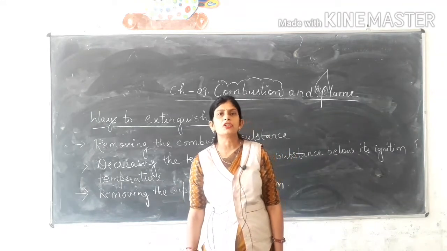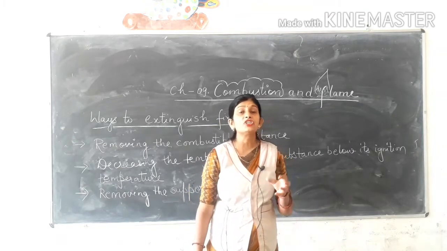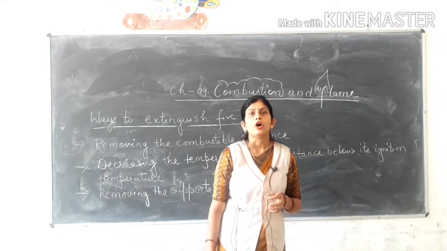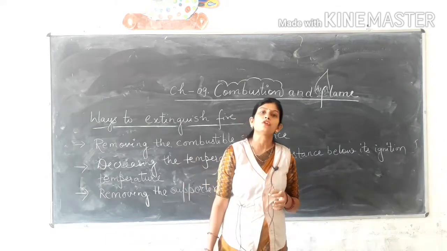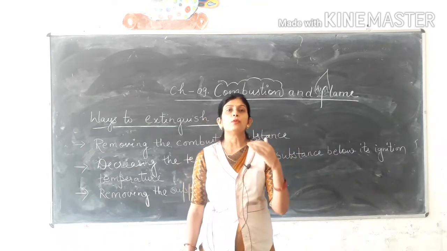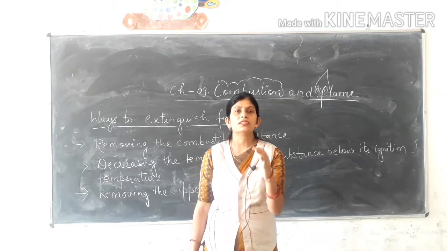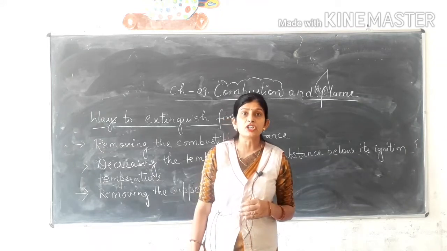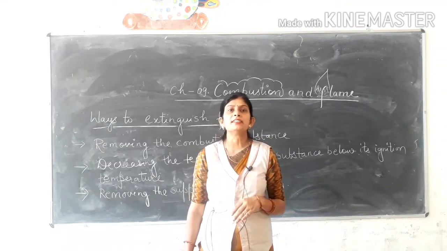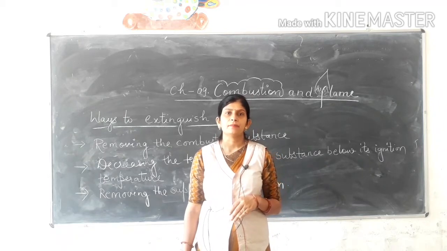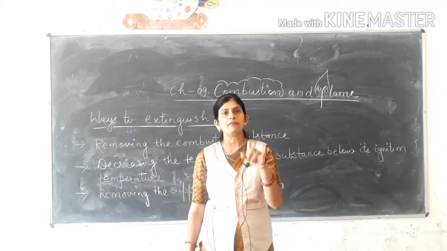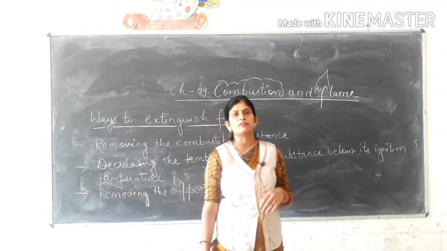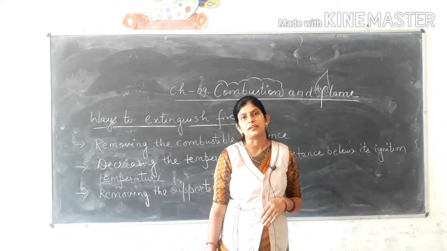Thirdly, attainment of ignition temperature. As I told you, ignition temperature is the minimum temperature at which a substance catches fire or starts burning in the presence of oxygen. So we have to provide that much heat to the substance so that it can reach its ignition temperature, at which it starts burning or catches fire.